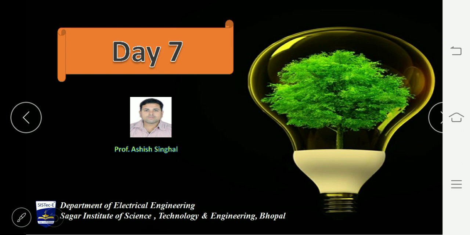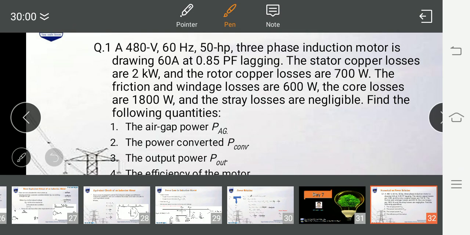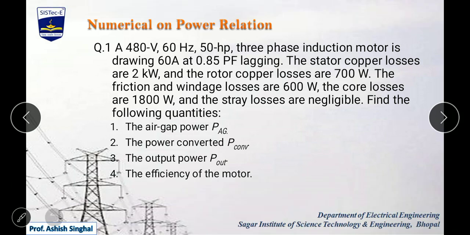So, my dear friends, we will take one important numerical on the power loss. Numerical on power relations. Firstly, we read the numerical. A 480 volt, 60 hertz, 50 HP three-phase induction motor is drawing 60 ampere at 0.85 power factor lagging.